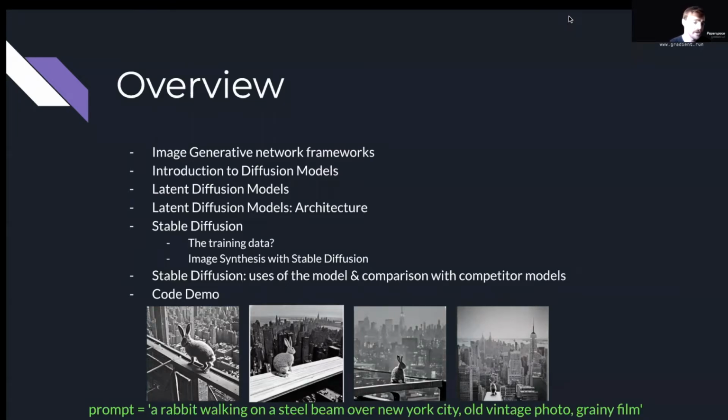And at the bottom here, I've got 4 images that I made using the exact same steps we're going to follow today. With my prompt, a rabbit walking on a steel beam over New York City in an old vintage photo with grainy film. And I'm kind of happy how it turned out. It almost looks like one of those construction photos from the 20s.